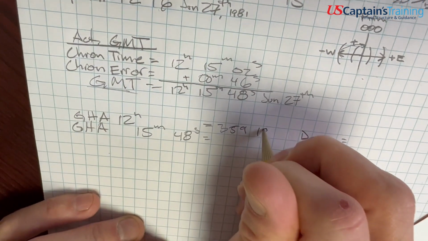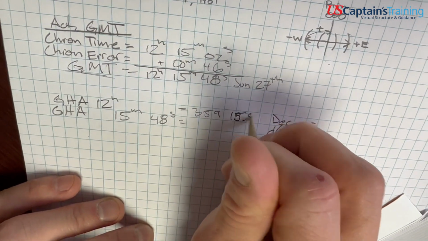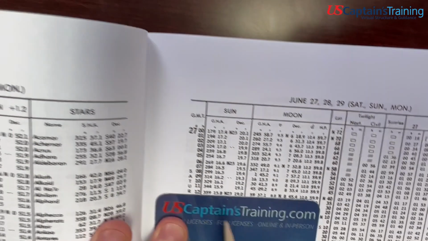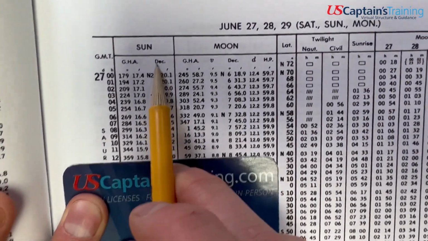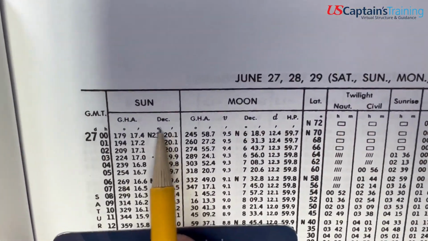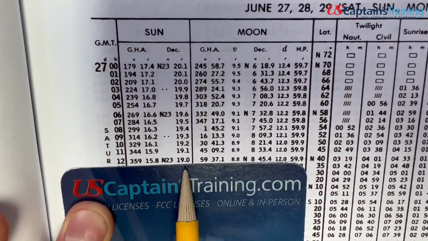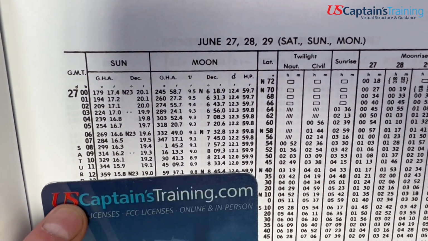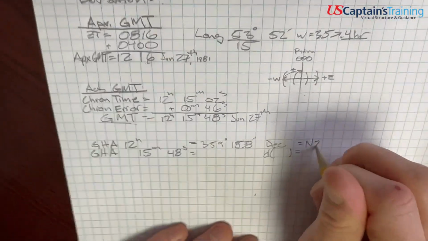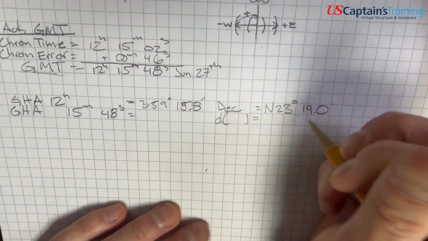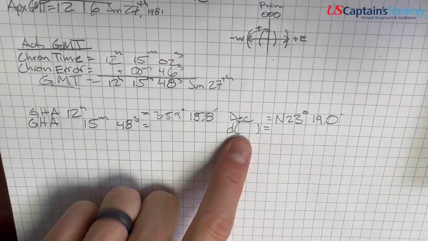359, 15.8 degrees minutes. And the declination is right across from that. Declination, see it here? Declination, degrees minutes, is north 23 degrees, 19.0 minutes. Let's get our D correction now.